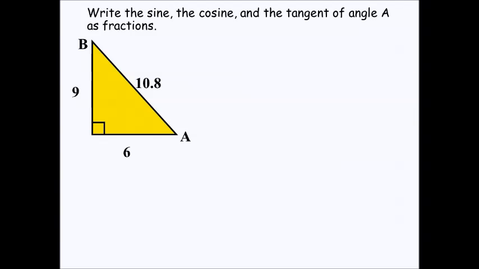Write the sine, the cosine, and the tangent of angle A as fractions. The sine of angle A is defined as the side opposite angle A divided by the hypotenuse. The side opposite angle A measures 9. The hypotenuse measures 10.8 units. Therefore, sine of angle A is 9 divided by 10.8.